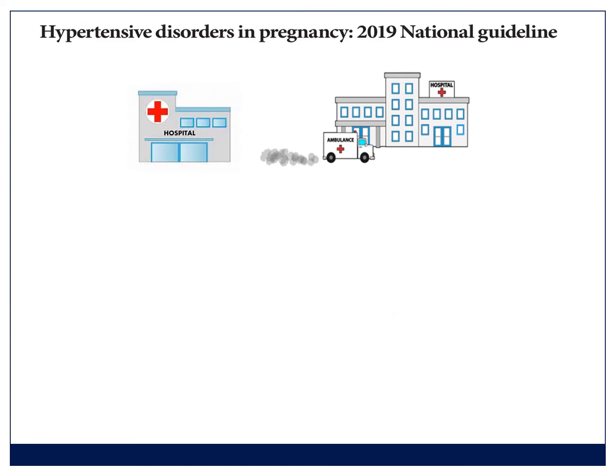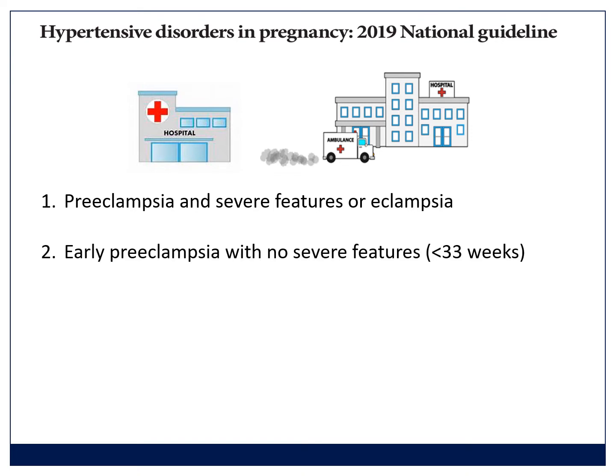Now, if you look at the national guideline on who we should transfer, they're quite specific, and there's actually a very low threshold for who we should transfer. Firstly, if a patient's got preeclampsia and severe features, or eclampsia, either of those two suggest that you should refer to your referral center, and I don't think anyone will debate those. Secondly, early preeclampsia, even without severe features, less than 33 weeks, should be referred to your referral center.